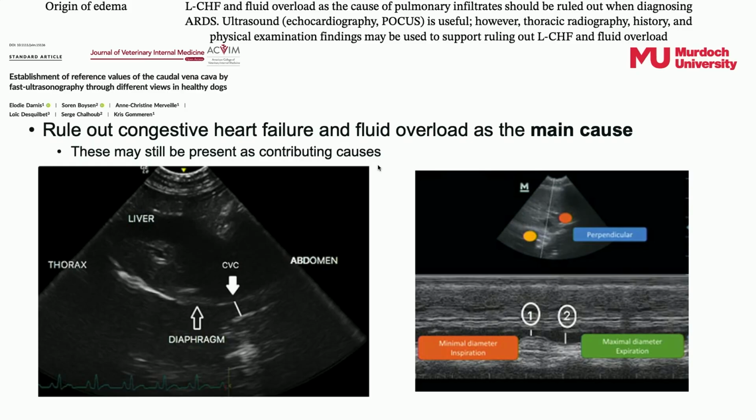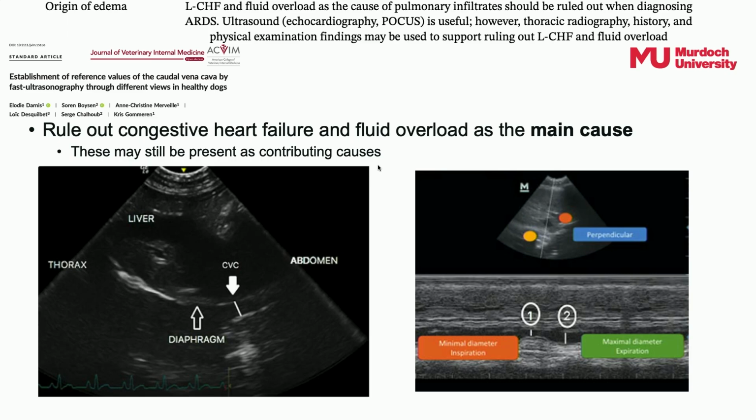Other things that you can look at with point-of-care ultrasound if you're trying to exclude fluid overload as your cause of respiratory signs also include looking at the caudal vena cava. And there have been some other speakers already this conference that have mentioned this technique, so I won't go into all of the detail about it. But one of the easiest sites to assess caudal vena cava diameter is through the subxiphoid view, looking at it as it crosses the diaphragm.